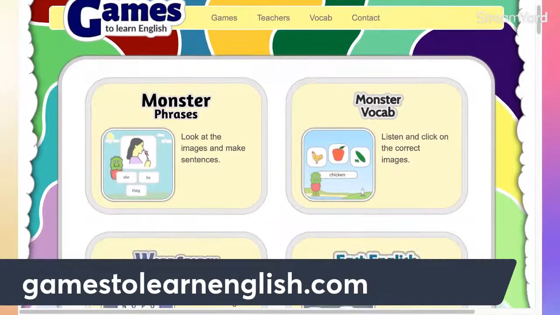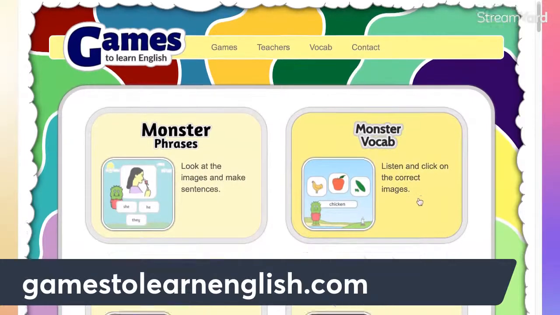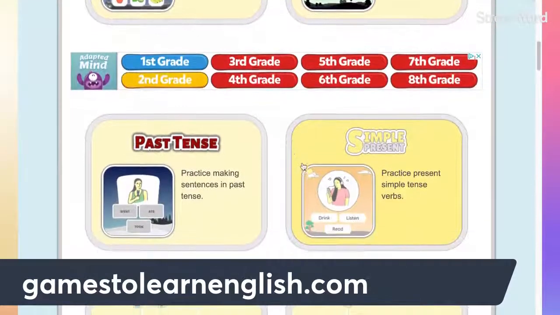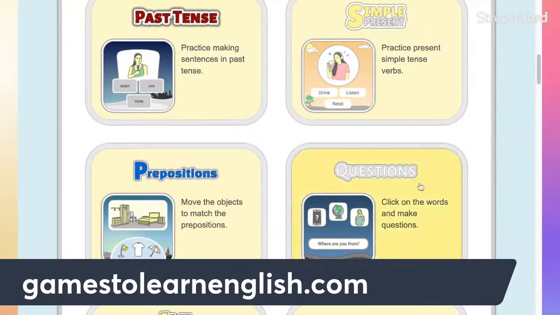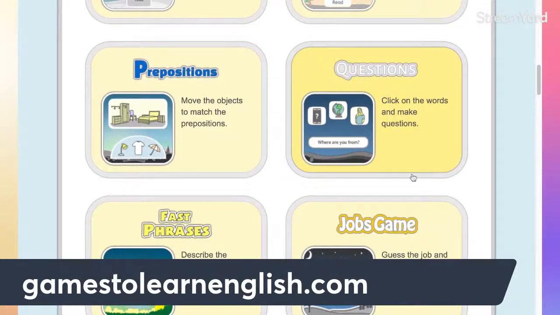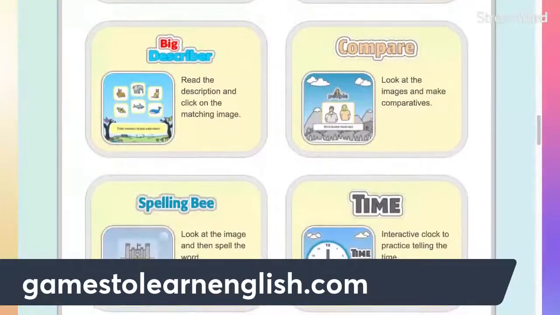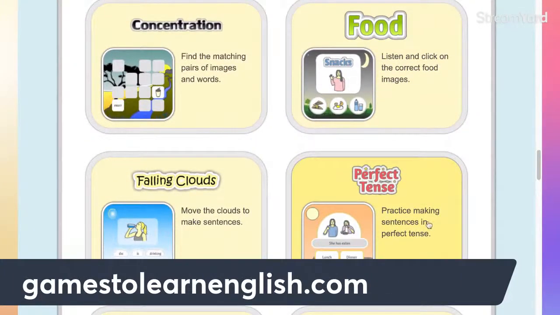If you can see here, I'm going to scroll and across the top, we have games. If that opens, we see the games that you are seeing now. It's just different choices of different games. When I scroll, we will see an ad in the middle. Just keep scrolling down, and you will see past tense, simple present, prepositions, questions. I really like the questions one because it helps the students learn to ask questions. Fast phrases, job games. There's just so much in here. You can scroll and figure out different ones you want to practice and go through all of these.